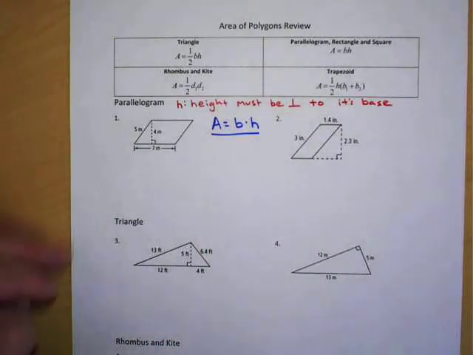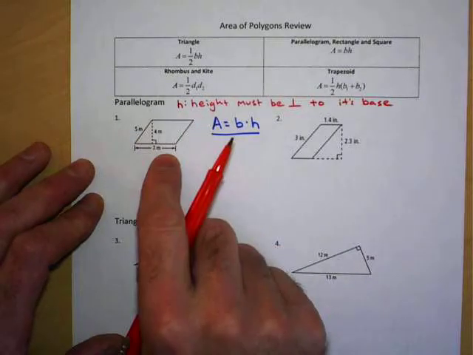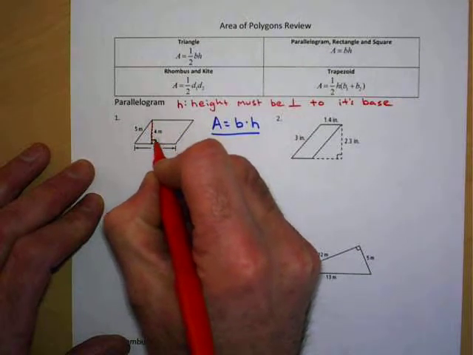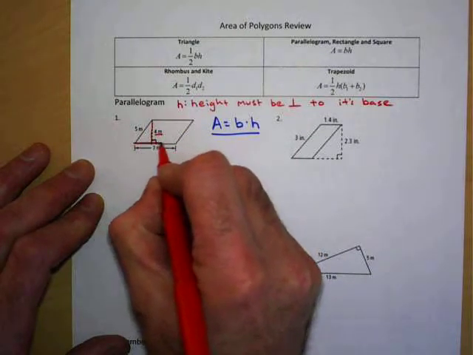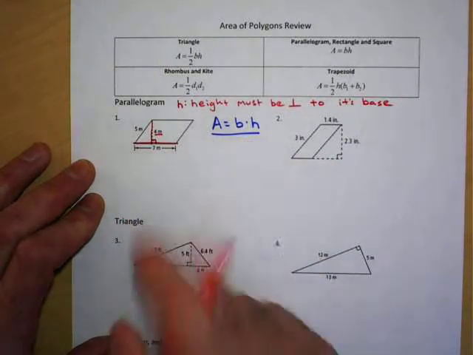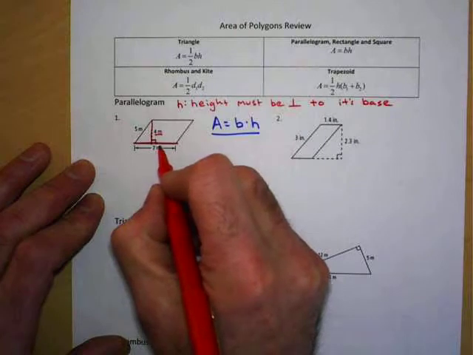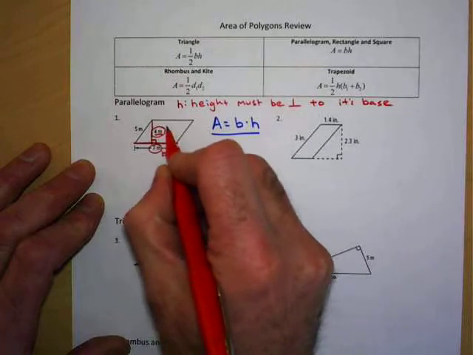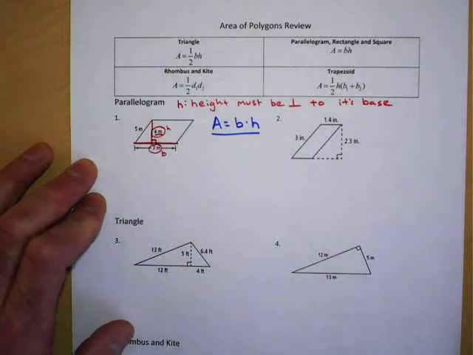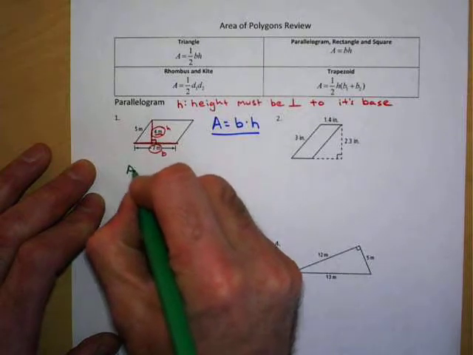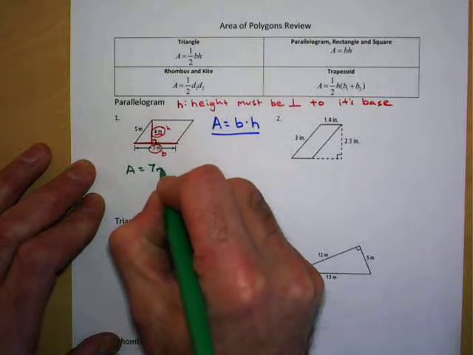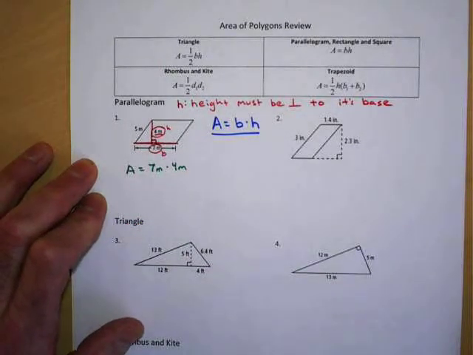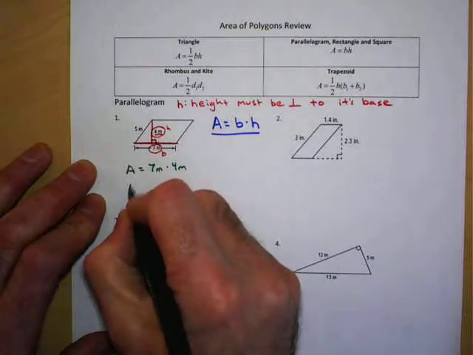Now we're going to pull off that information. There's extra information in this picture. We're going to look at these two measurements that are perpendicular to one another. That should tell you that's what's going to make up your base. Looking at this picture, I would say this is my base and this is my height. So when I calculate, area equals base, 7 meters, times its height, 4 meters. And in the end, we get our area equaling 28 meters squared.